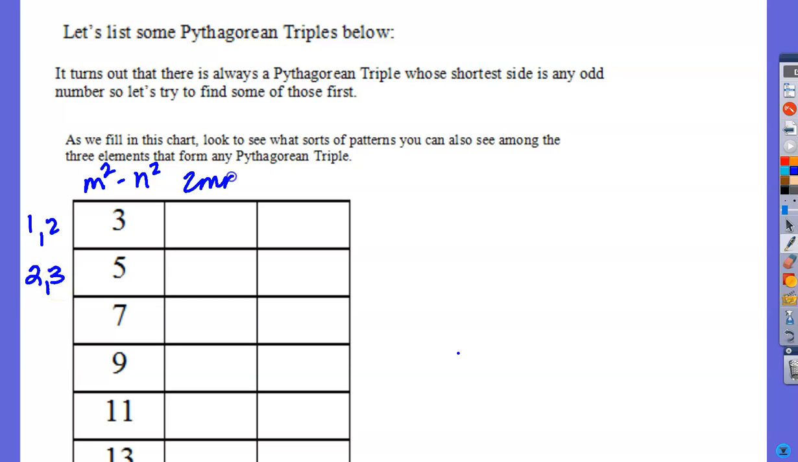If I have that 2mn, we did 2 times 1 times 2, which was 4. In this case, 2 times 2 times 3 ends up being 12. And then that hypotenuse is always m squared plus n squared. So 4 plus 9 gives me 13. So you can keep building triples with this pattern. Really what I'm doing here is just going in consecutive order and building those values. And so you can get more of them.